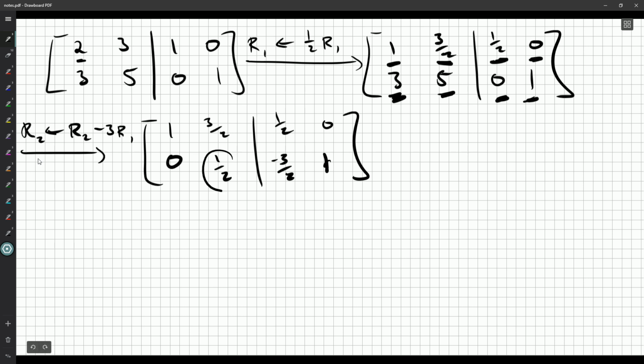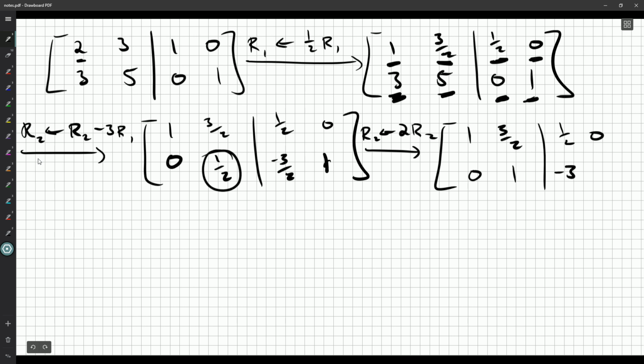Great. Now let's change this 1 half into a leading 1 because we're on the second row now. Multiply the whole row by 2. Once again, the top row here doesn't change. 1 half times 2 is 1. We'll get negative 3, and we'll get 2 here.